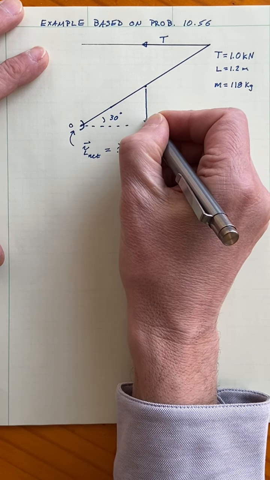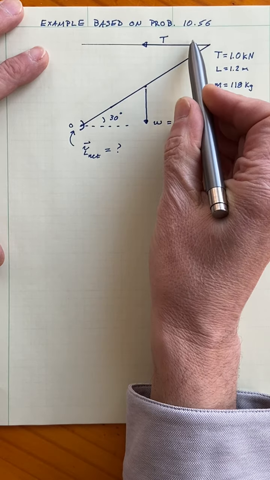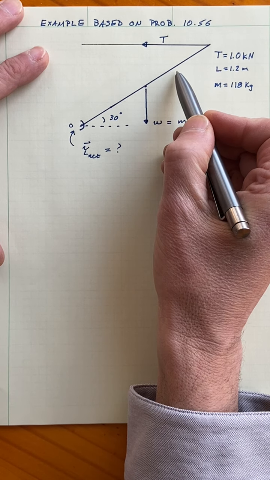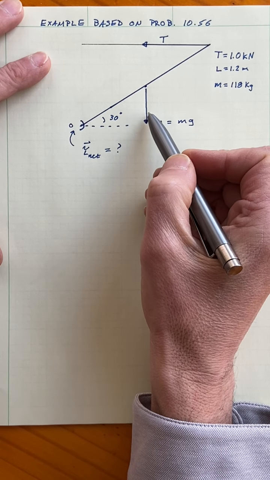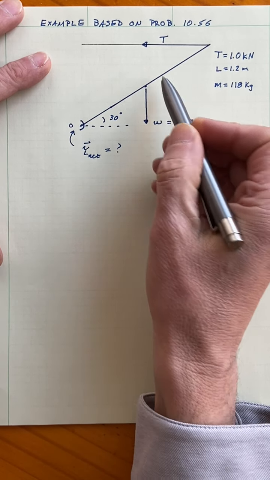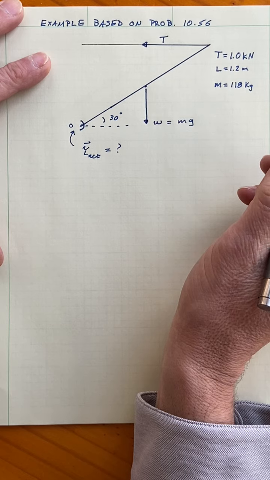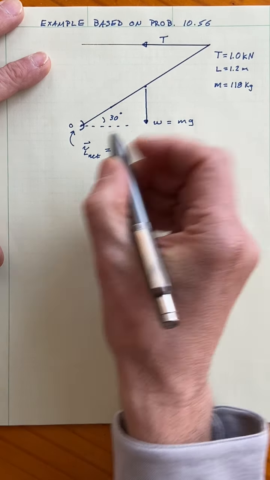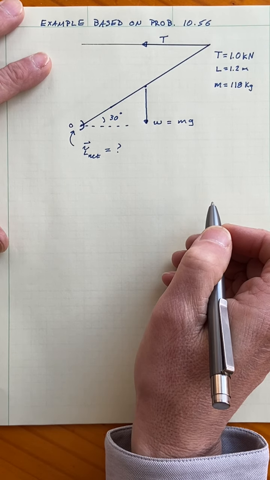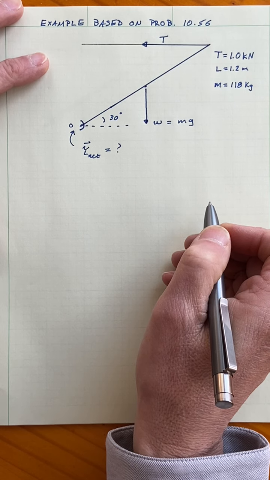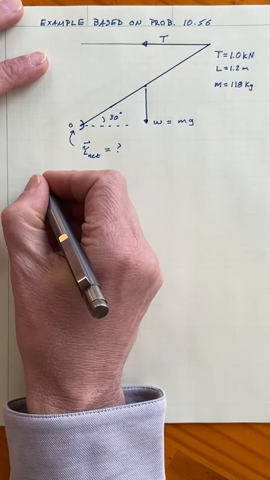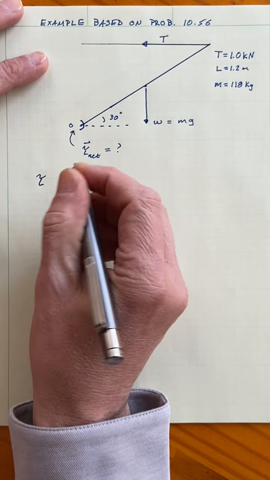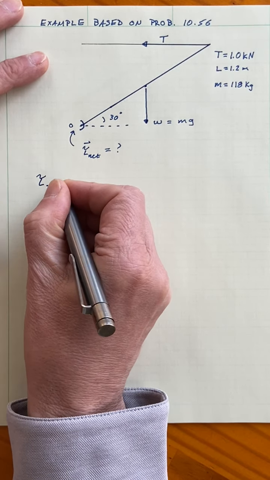So I want to calculate the torque exerted by the tension force on the beam about this origin, and I want to calculate the torque by the weight force on the beam about this origin. So we'll calculate two torques and add them together to get the net torque. Which one would you like to do first? For me, I think I'm going to take a look at the tension force. So how am I going to calculate the torque due to that tension force?